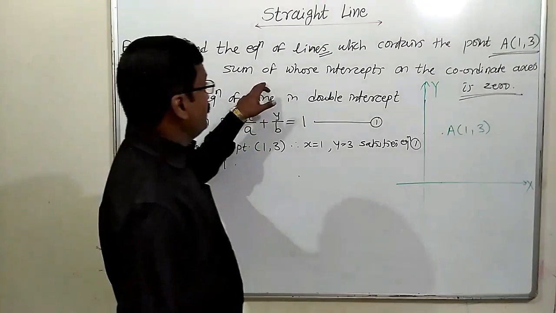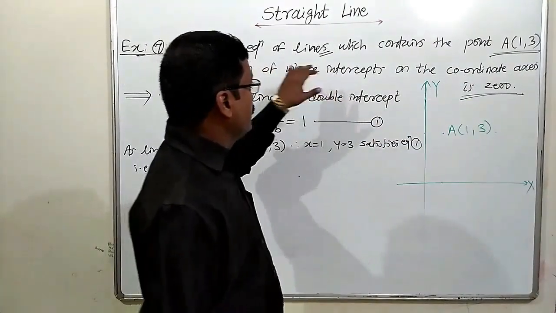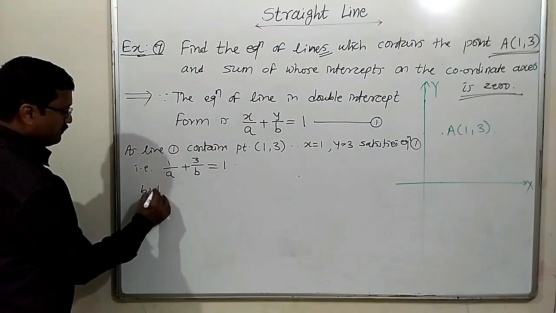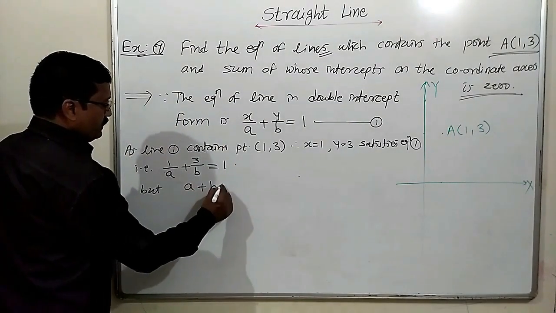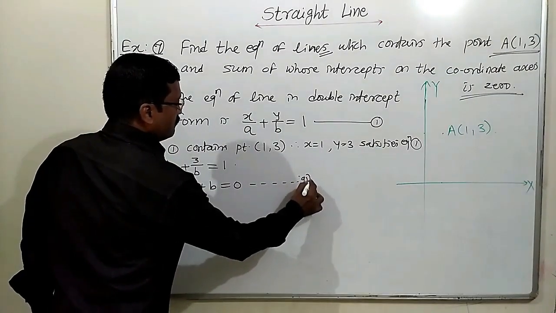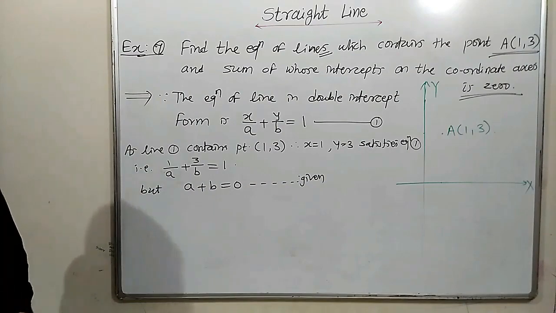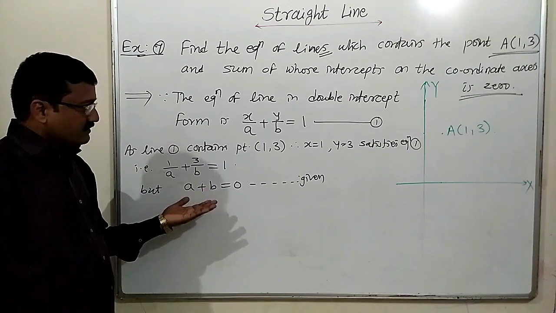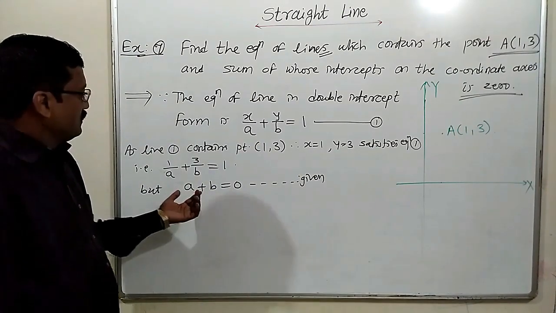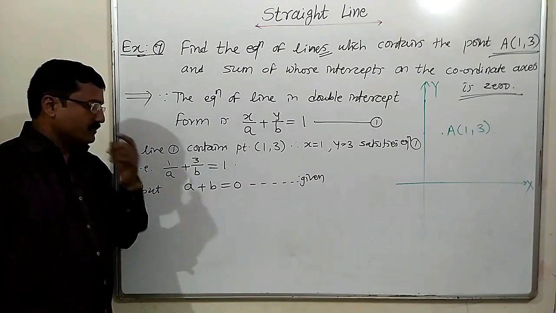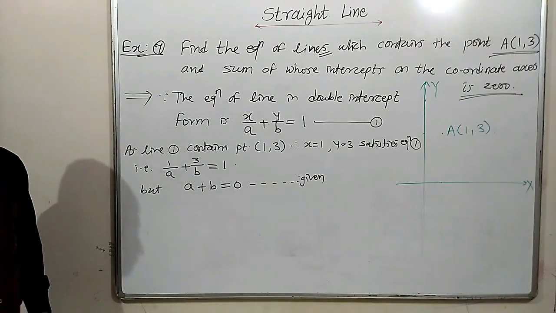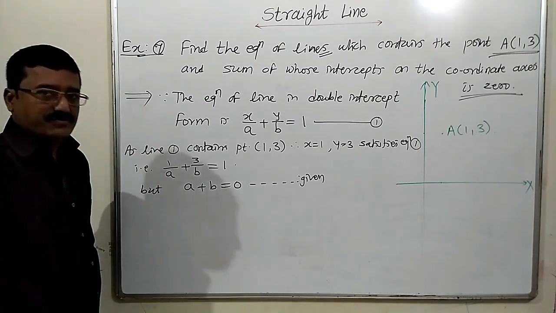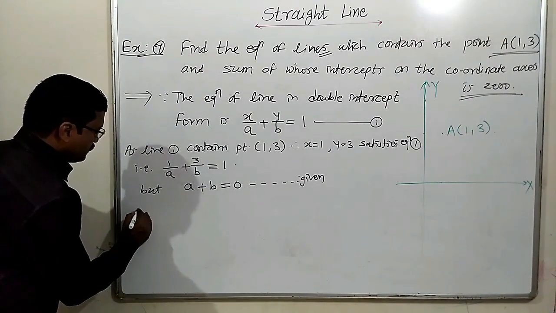Now one condition or relation of these intercepts is given, that the sum of the intercepts on the coordinate axes is 0. That is, a + b = 0. Remember that a + b = 0 is given. So can we conclude results about a and b? The sum of two numbers is 0 if both numbers are 0, or if they are negatives of each other. Therefore here we have two conditions.